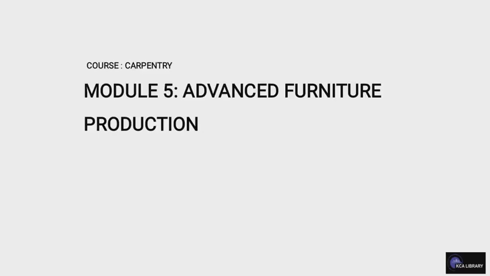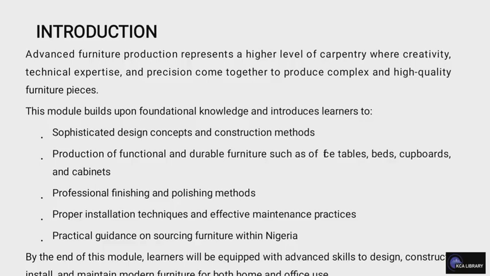Welcome back to class. In this module, we will be discussing advanced furniture production. Advanced furniture production represents a higher level of carpentry where creativity, technical expertise, and precision come together to produce complex, high-quality furniture pieces.